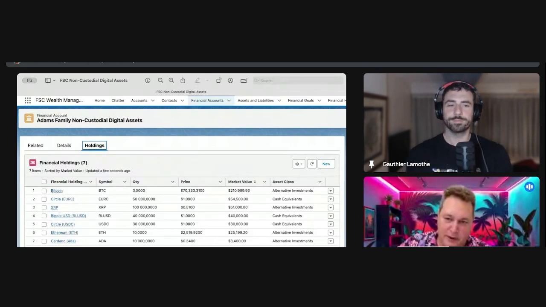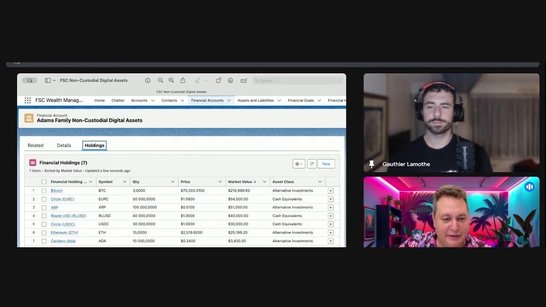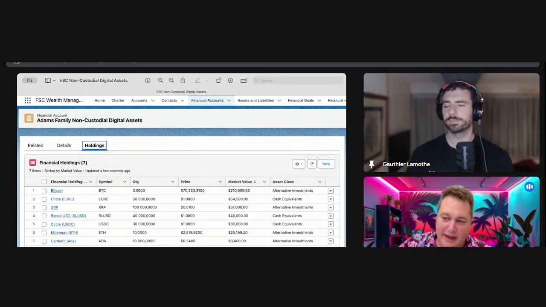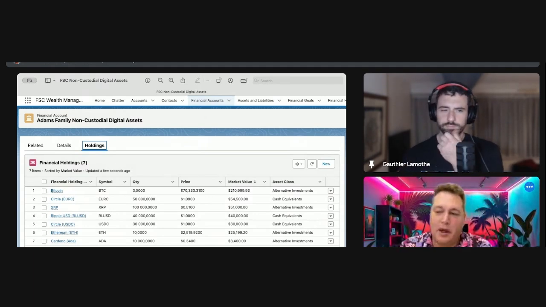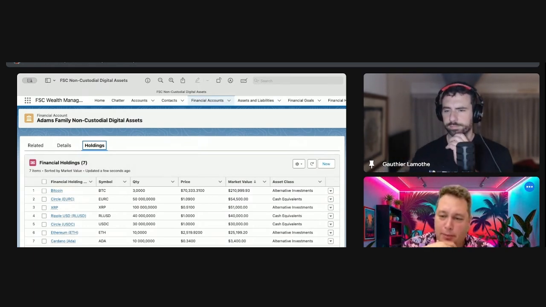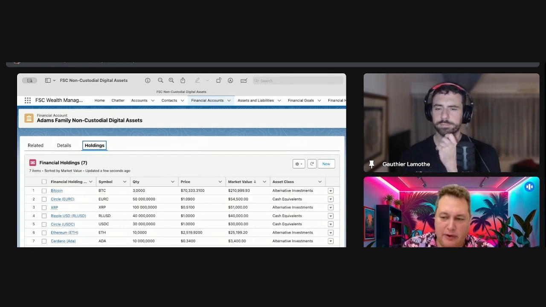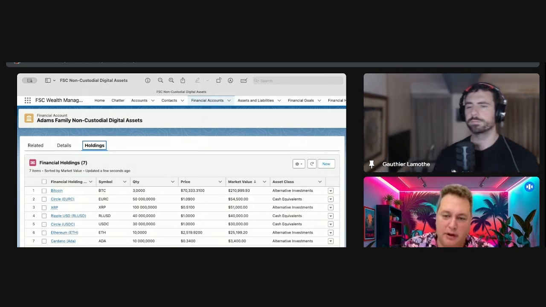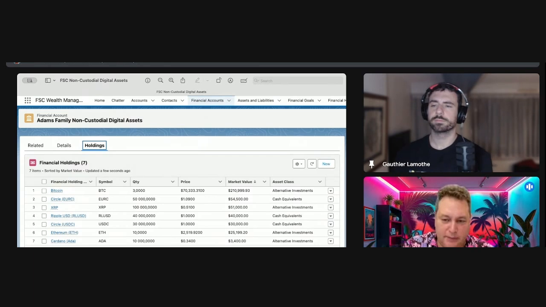So for the Financial Services Cloud's wealth management, this is a Web3 Enabler supported digital asset wallet for Financial Services Cloud. And what you see is we are mapping assets and current market value for financial holdings. And you can notice here, Bitcoin, I forget when the screenshot was taken, but it's mark to market. We've got Circle in there, and you see Circle is marked as a cash equivalent. Bitcoin and XRP are marked as alternative investments.